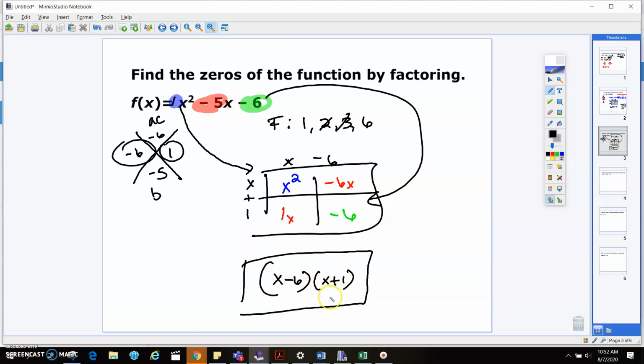And to check your work, you can multiply this back out. So you can multiply x times x. That'll give you x squared. X times 1, that'll give you 1x, etc.